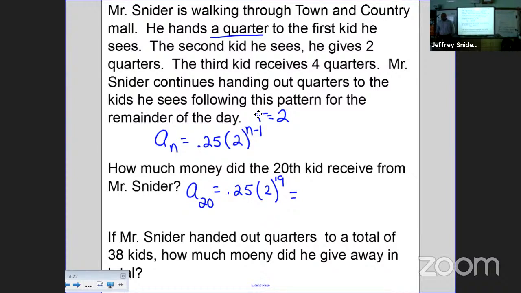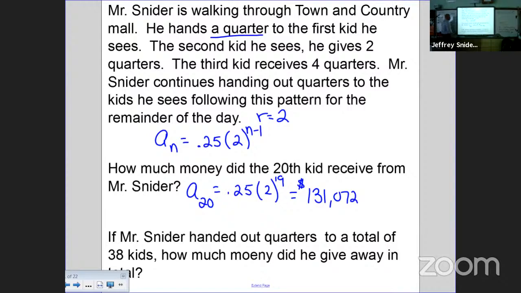131,072. You're going to get a big number. It's huge. 131,072. Is it exact? Yeah. Okay. That's a lucky kid, right? Not as lucky as the last kid I'm going to give it to, the 38th kid.